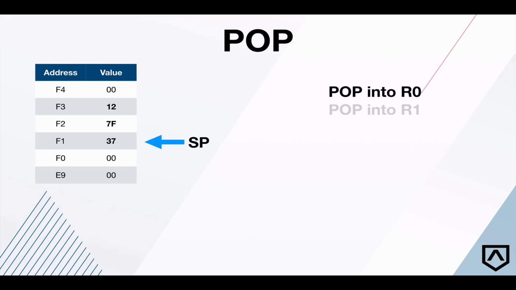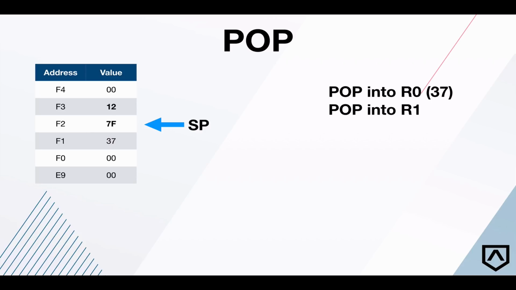So I want to pop this value 37, and then I want R0 to be set to 37 after we do so. So this is just like push, except we're going to do the operations in reverse and we're going to move the stack pointer the other way. So the first thing we want to do is take the number that's stored at the top of the stack, namely 37, and we want to copy that into register 0. So register 0 now has the value 37. After that, we wish to increment the stack pointer so it goes from F1 to F2.